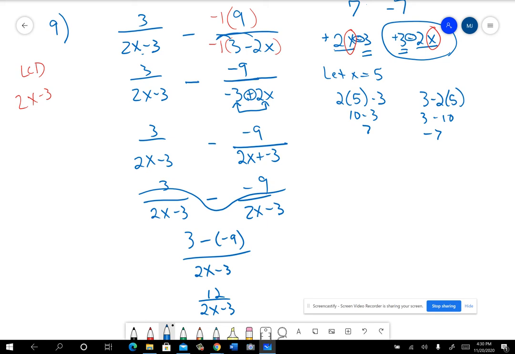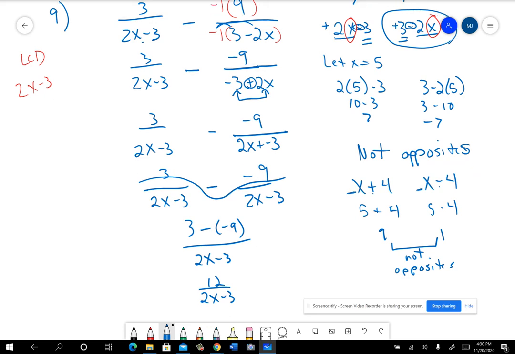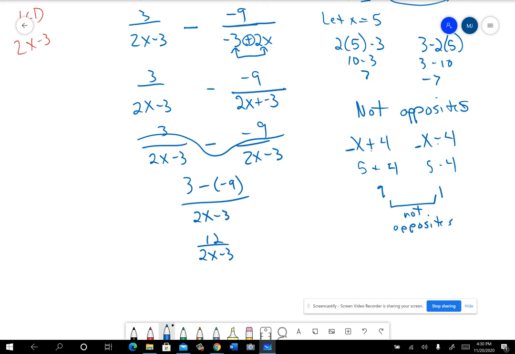Okay. Now, these are not opposites. Sometimes people mess this up. Okay. x plus 4 and x minus 4. Those are not opposites. Like if I let x be 5, 5 plus 4 is 9, 5 minus 4 is 1. See how they're not opposites? Not opposites. So it's not okay just to have one positive and one negative. See how the x's are both positive out in front. That's why those weren't opposites.